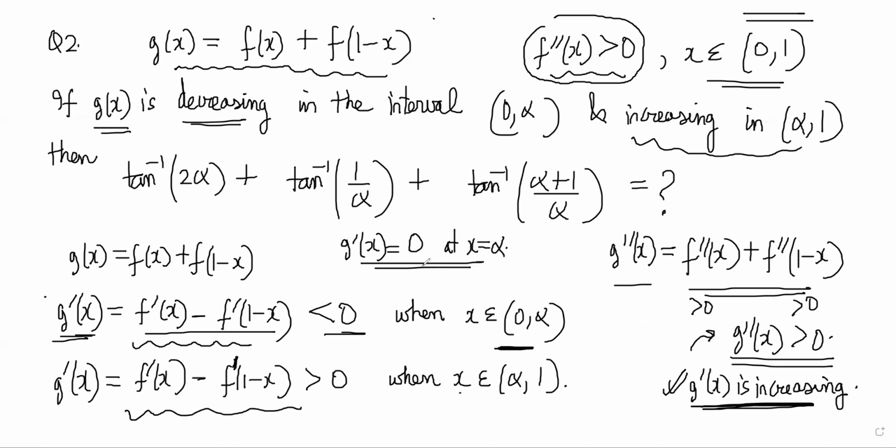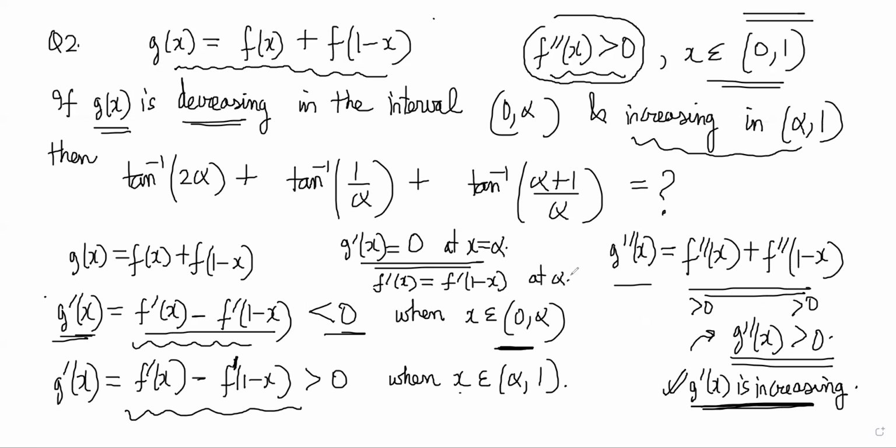It was negative before and became positive after that, so it has crossed 0 at alpha. So g dash x must be 0. So that means f dash x must be equal to f dash of 1 minus x at alpha.